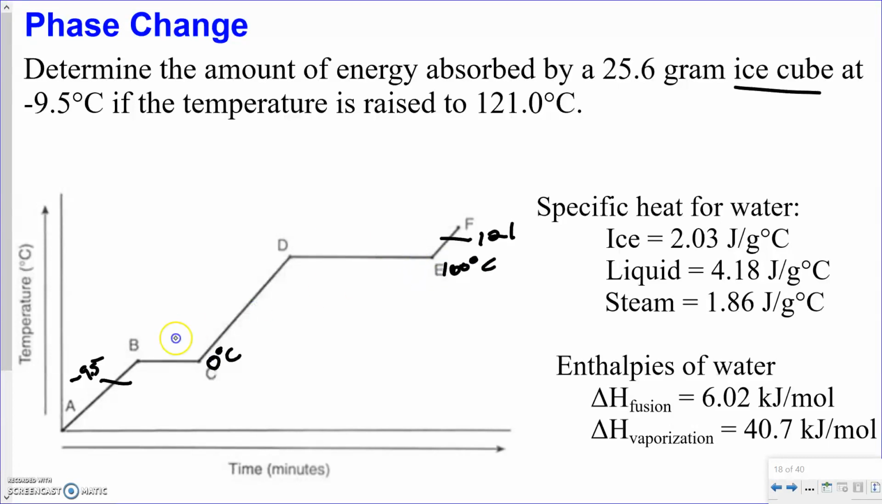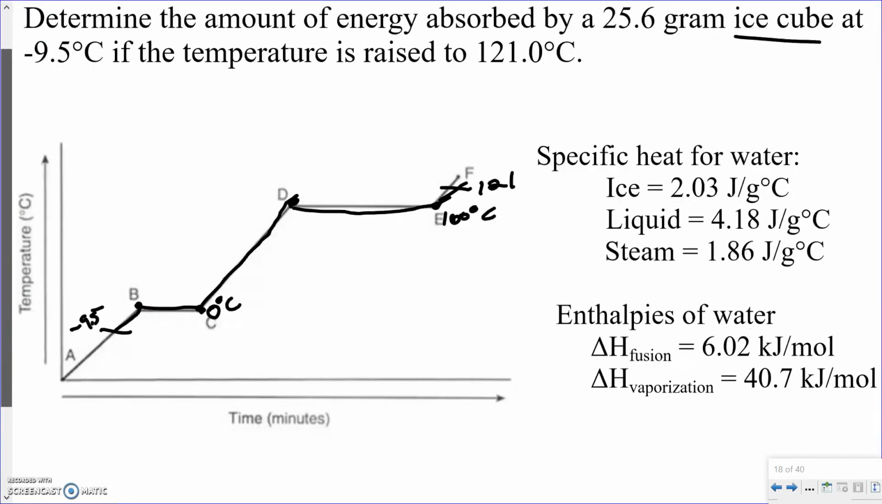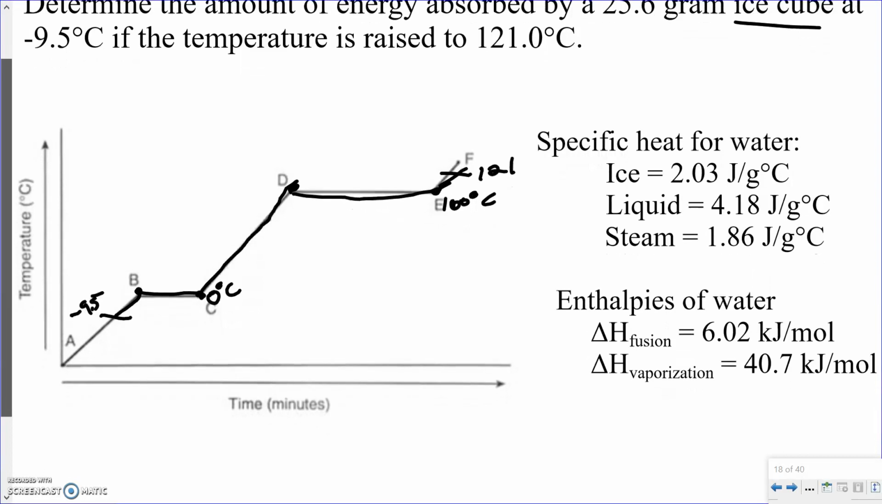Okay, so our first order of business is to kind of figure out how many steps we're doing here. Again, each direction changes a step. So from the negative 9.5 to B is 1 step. B to C is another step. C to D is a 3rd. D to E is a 4th, and then E to 121 is a 5th. So we are dealing with 5 different things here. So almost identical to the problem we just did, except different numbers. So let's just kind of go through this fairly quickly and see how you did.